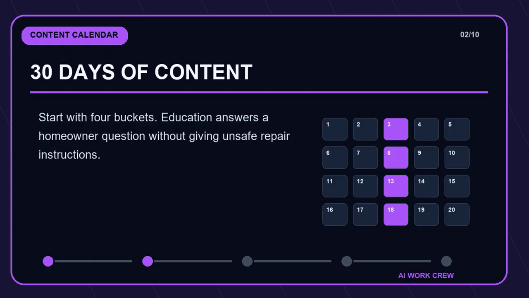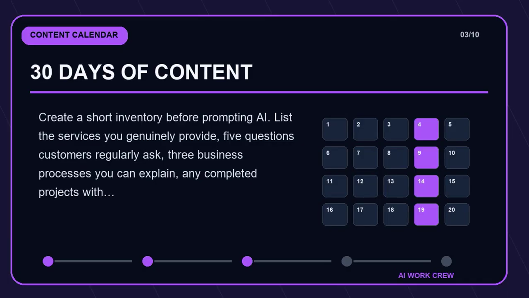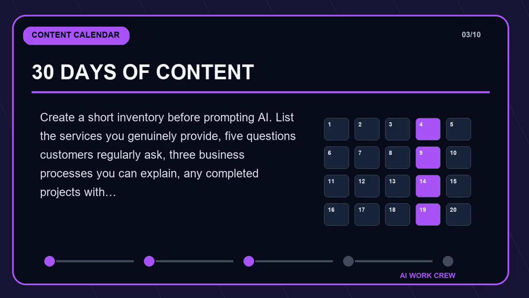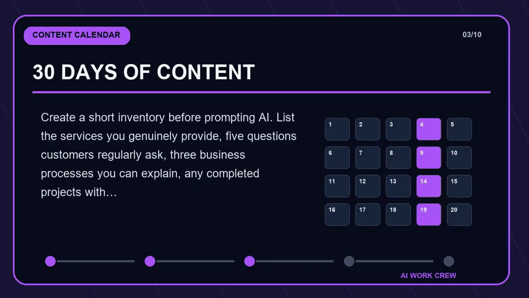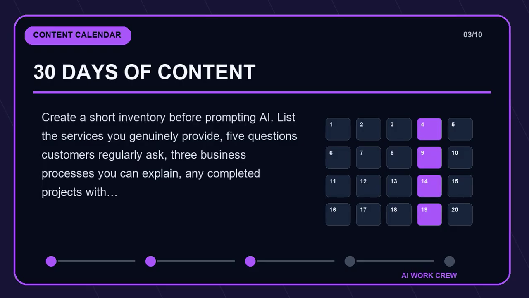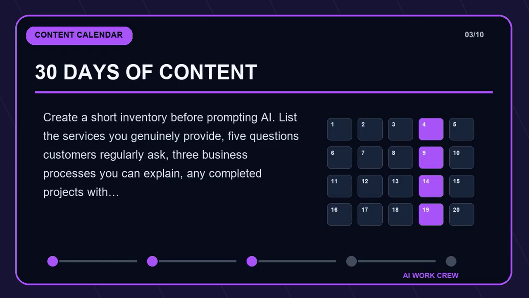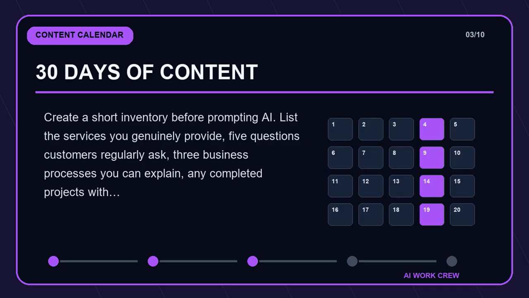Create a short inventory before prompting AI. List the services you genuinely provide, 5 questions customers regularly ask, 3 business processes you can explain, any completed projects with appropriate permission, and seasonal issues that actually matter in your area. Add your preferred platforms and realistic posting capacity.